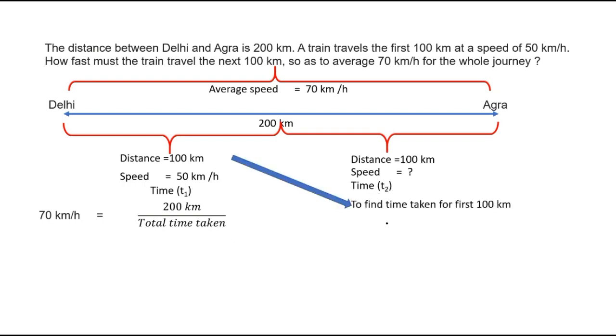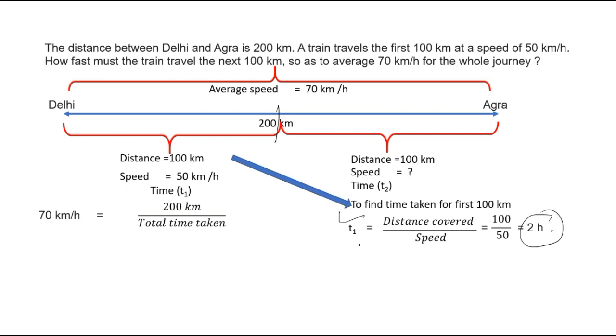So how to find it out? For the first 100 kilometers, you have to use a formula: T1 is equal to distance covered divided by speed. Please remember this: since speed is distance by time, time is distance by speed. It is very simple now. Distance is given and speed is given. You can simply go for 100 divided by 50 and it becomes 2 hours. So the time is 2 hours. Okay, now the first case is over.